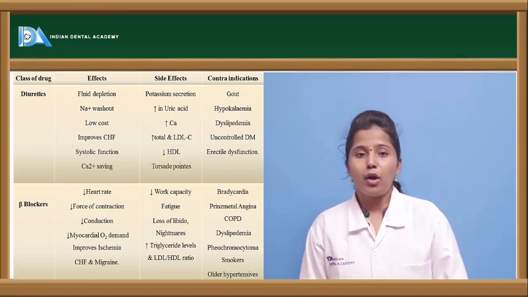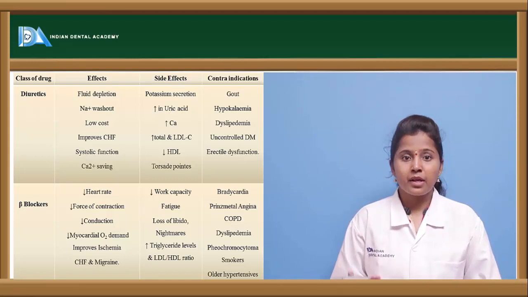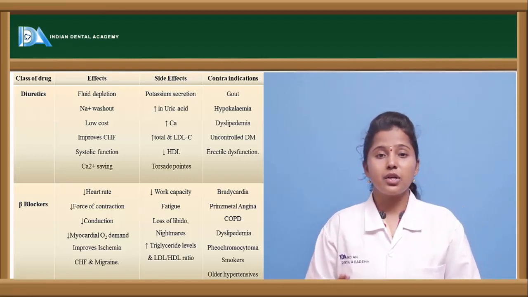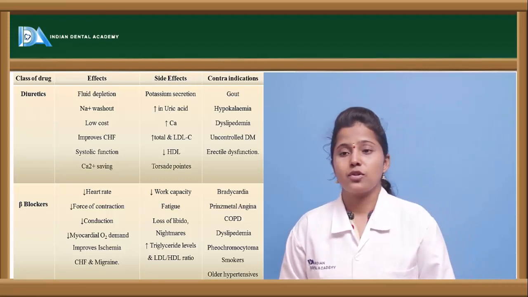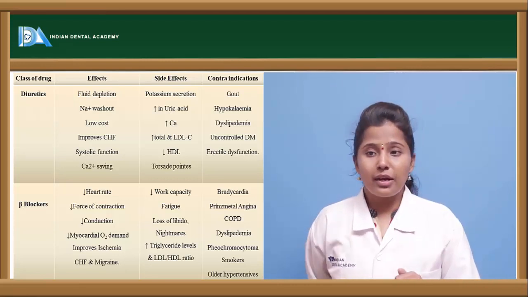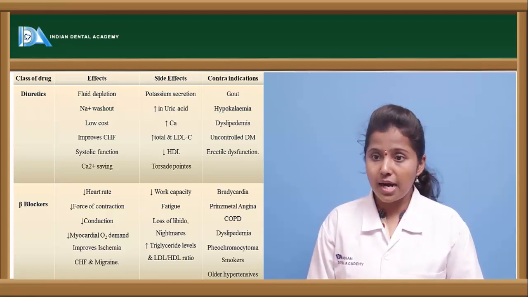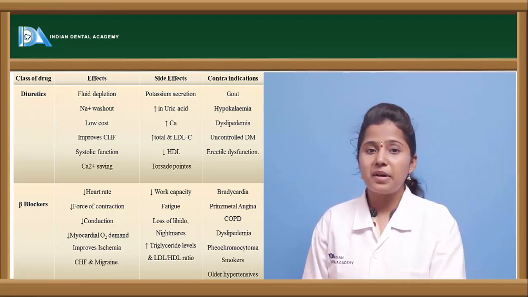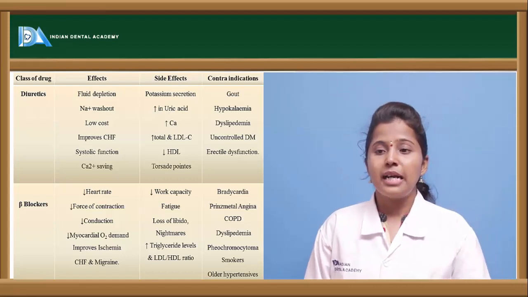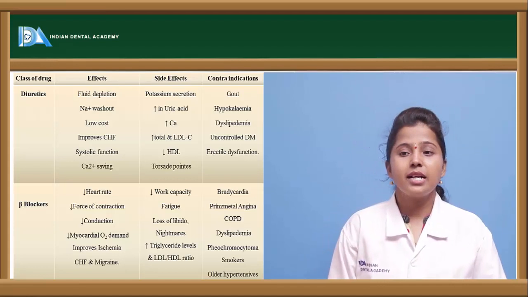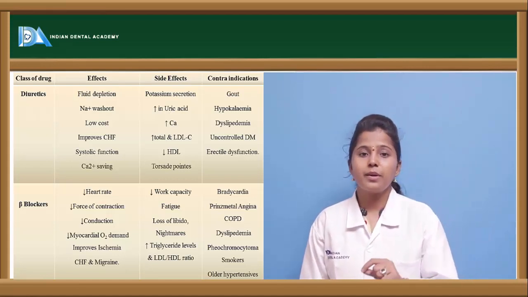Beta blockers have various uses: they are used in angina, in hypertension, and in arrhythmia, and they have various pharmacological actions also. Beta blockers show the effects of decreased heart rate, decreased force of contraction of the heart, decreased conduction of impulse in the heart, decreased myocardial oxygen demand, and they improve ischemia, congestive heart failure and migraine. These are a few of the effects shown by beta blockers.